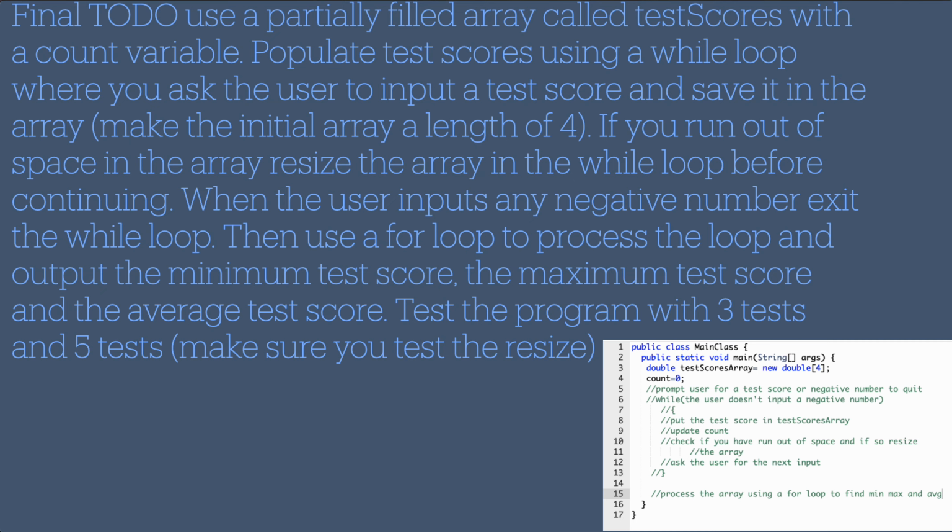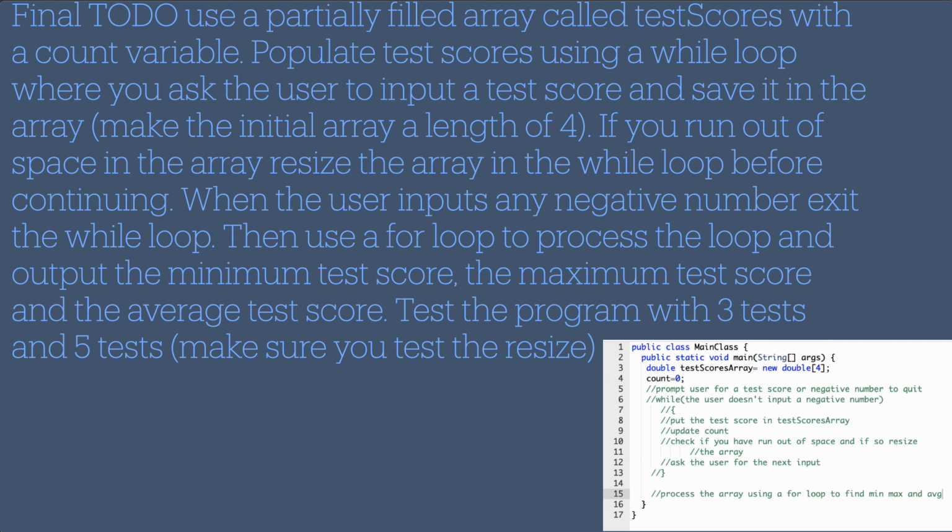Then use a for loop to process the array and output the minimum test score, the maximum test score, and the average test score. Keep in mind that when you go through this for loop, you don't necessarily want to go through the whole length of the array, because this thing is a partially filled array. That means some of the values in it are gibberish, because it might not be filled all the way. So instead of going to the length of the array, what other number might you go to? What number signifies how many actual values are in that array? Think about that and use that as your bounds on your for loop, all right?